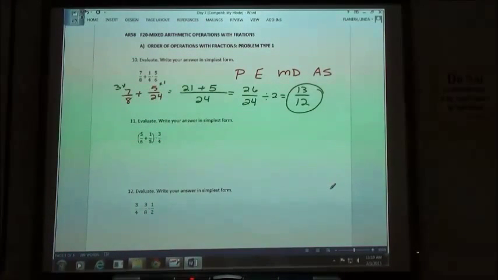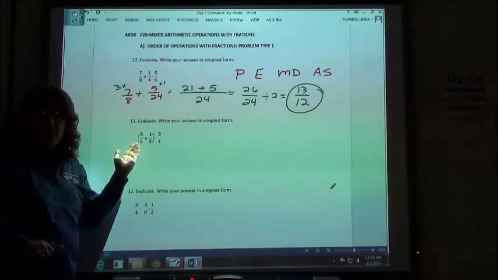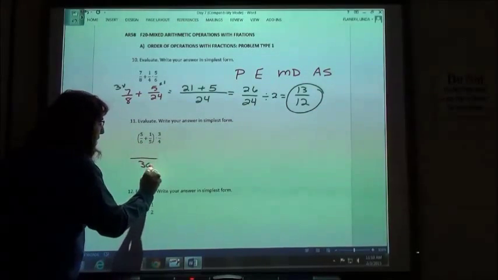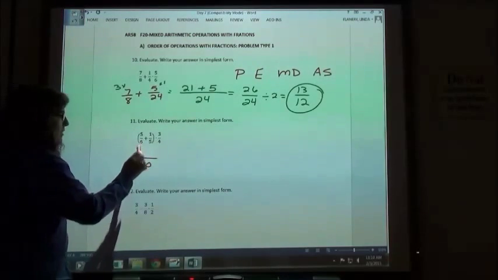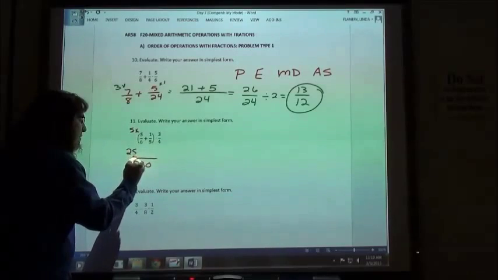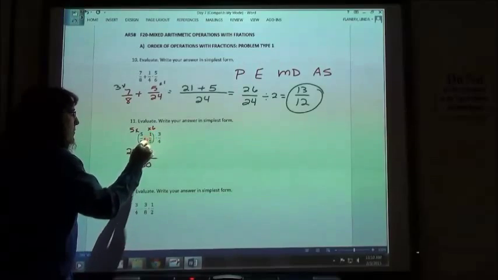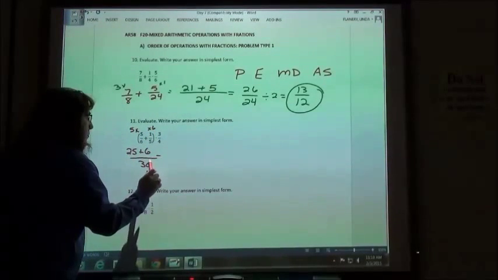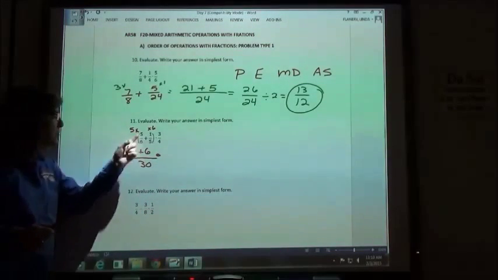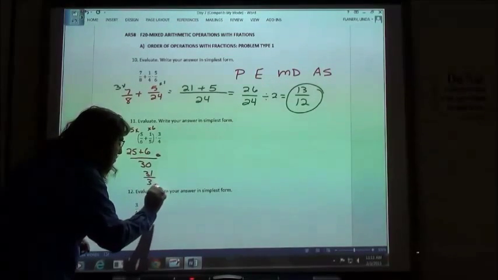Number 11, following my order of operations, I have to do inside the parentheses first. So I'm going to do the addition first because it's inside the parentheses. I have to have a common denominator, which in this case is going to be 30. 6 goes into 30 5 times. 5 times 5 is 25. Plus 5 goes into 30 6 times. 1 times 6 is 6. 25 plus 6 is 31 over 30.